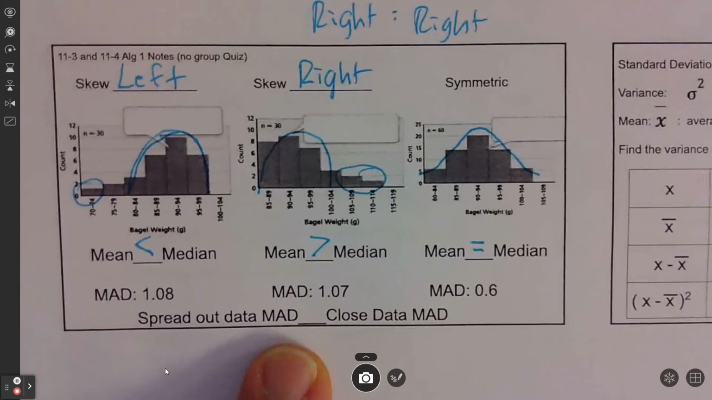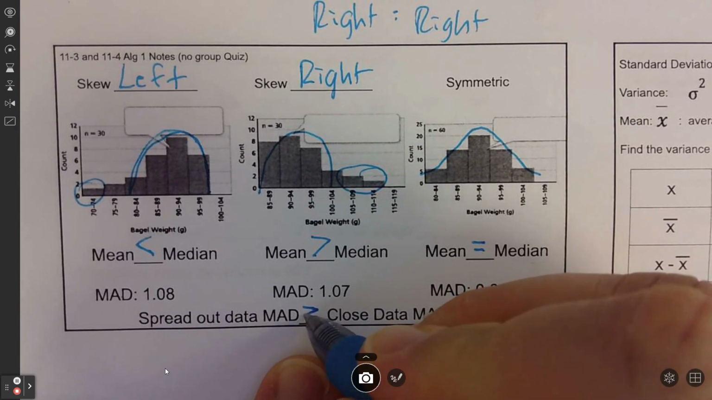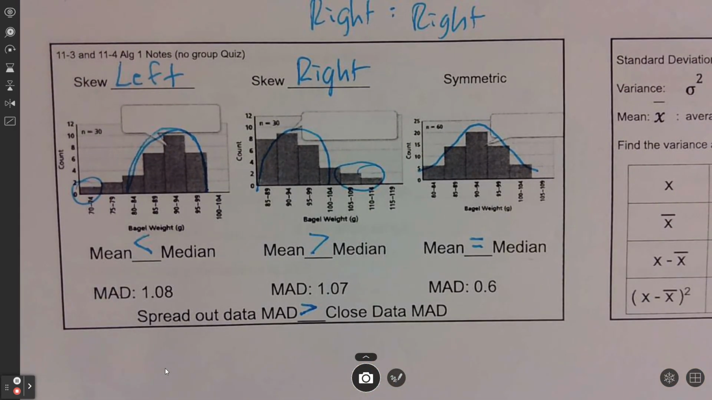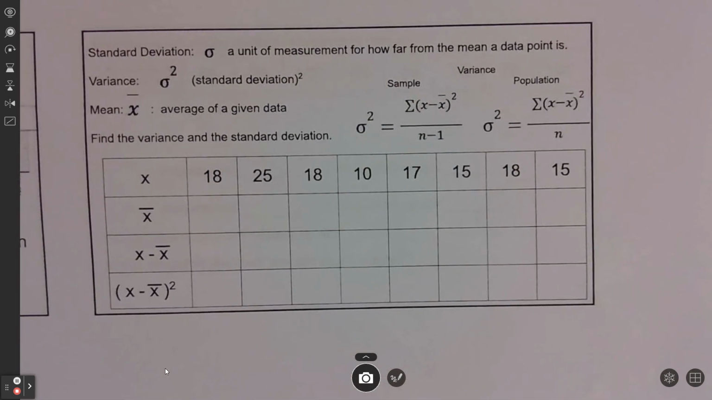If we have spread out data or close data, which one's going to have a greater MAD? Spread out. So a spread out MAD is bigger than a non-spread out MAD. We have this concept called standard deviation. Standard deviation is a way of calculating how close you are to the mean, right?